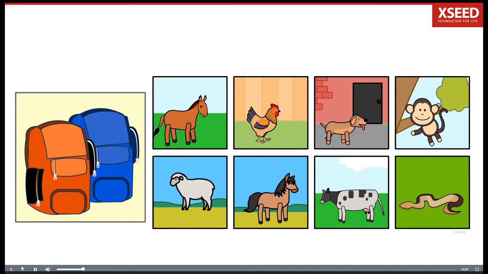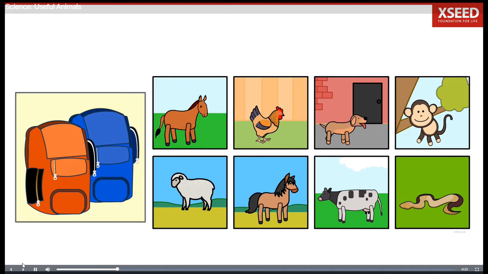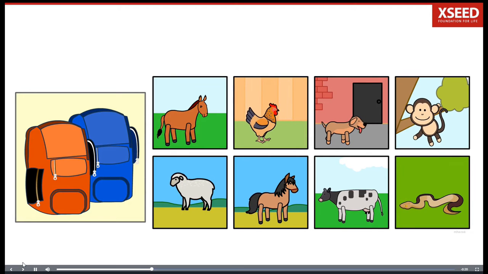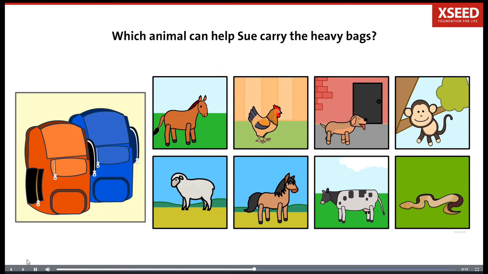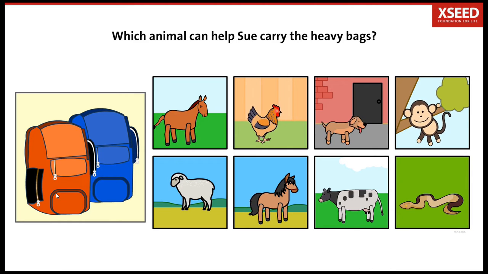Sue and her family are on a trip. They have a lot of heavy bags and they want to carry it to the top of the mountain. Which animal do you think can help Sue's family carry the heavy bags? Pick the correct animal and drop it in your useful animals envelope.